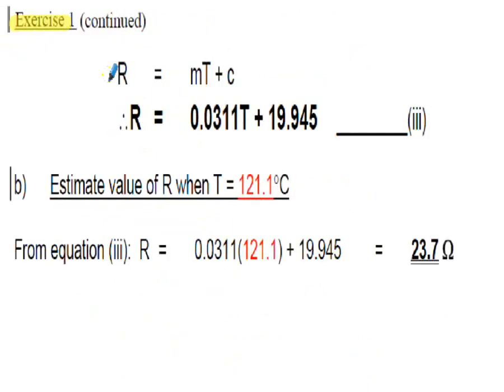Exercise 1 continued here. I just repeated the expression for R from the previous slide, the 0.0311T plus 19.945. That was equation 3 in Roman numerals. Part B now wants us to use this equation to estimate the value of R given that T is equal to 121.1 degrees C. So from the equation 3 above, R is equal to the 0.0311 multiplied by the 121.1 and then add the 19.945. So R is 23.7 ohms.